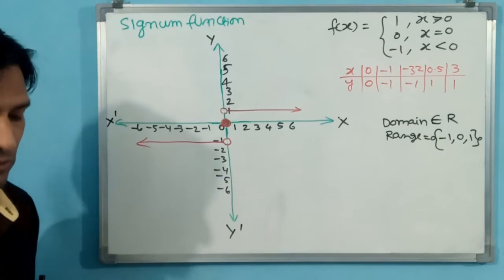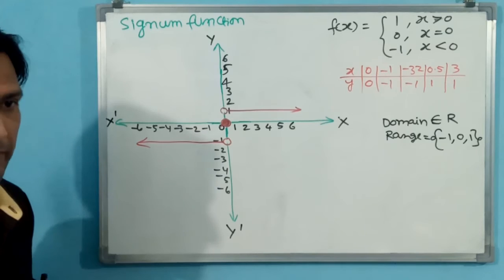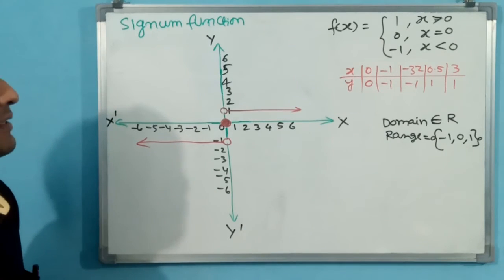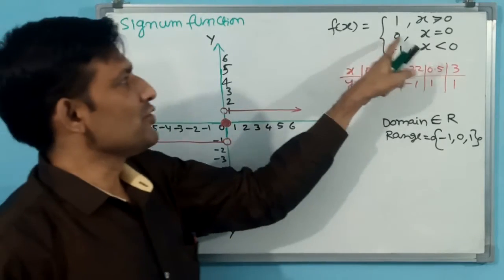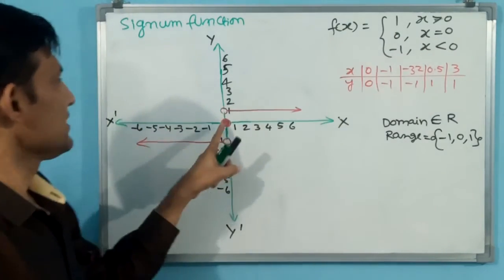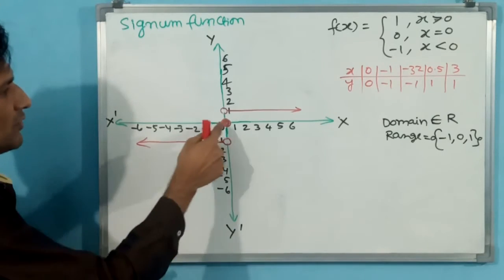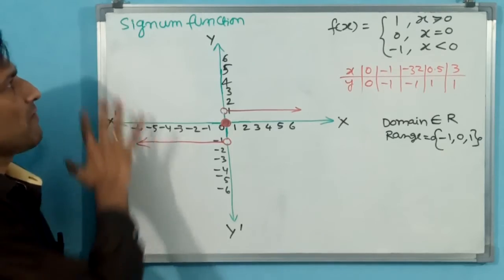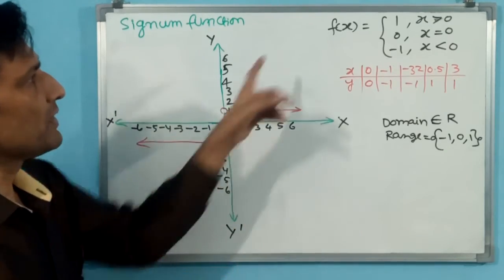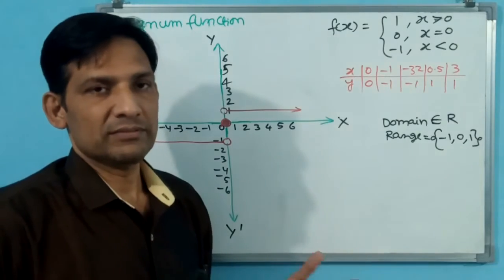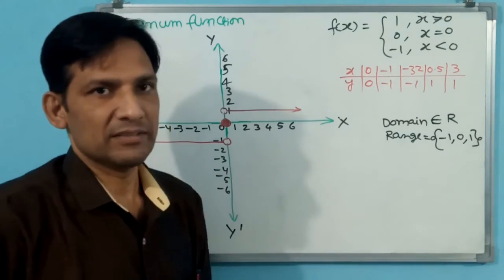Intervals I have told you in the first chapter, sets. Now we are in relations and functions, the second chapter. But at 0, the equal to symbol is there. That is why it is a closed bubble. This is the graph for the signum function. Signum function, I have explained the values. For the signum function there is no notation like mod x or something.